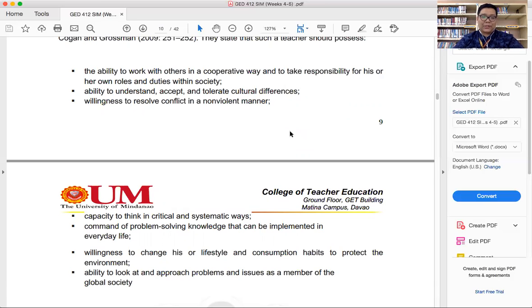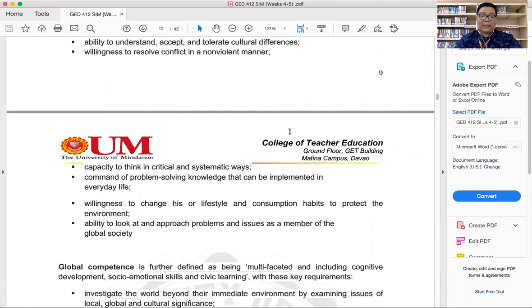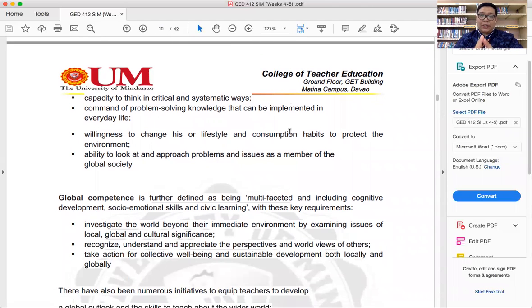That's a global teacher. So you need to also adapt to the trends, environmental trends that really interject on environmental preservation. And then you must also have the ability to look at and approach problems and issues as a member of the global society. And that is where respect comes in and your tolerance of other people's opinions or beliefs. If you're a global teacher, then you need to possess the so-called global competence.